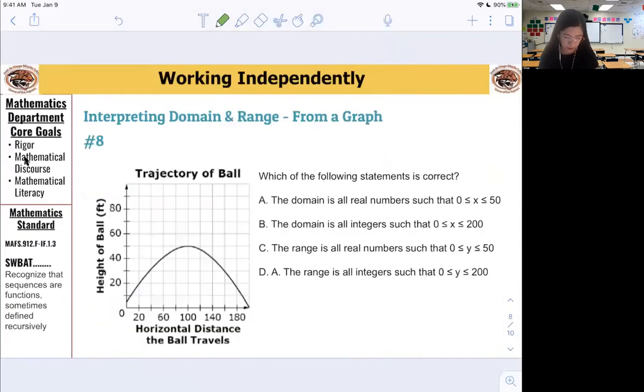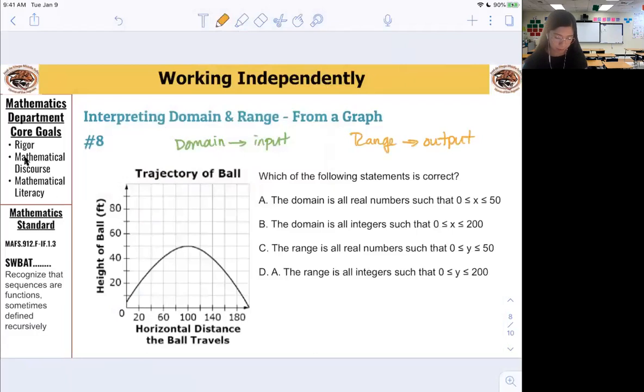Number 8, which of the following statements is correct? So we're talking about domain and range. Domain and range, very, very important. It definitely will come up. We have to know how to do this. So the domain is my inputs. So let me write this down. Domain is input values, whereas range is output values.